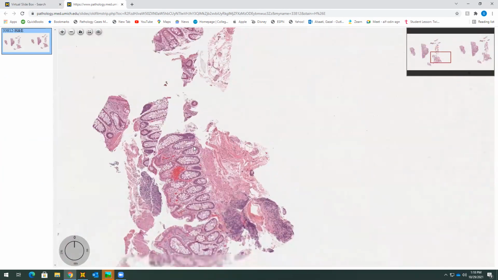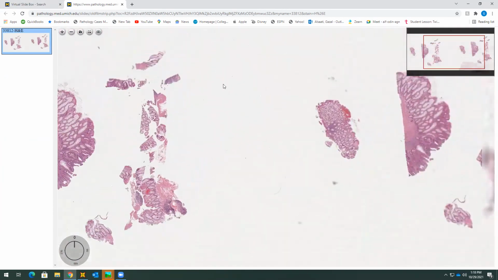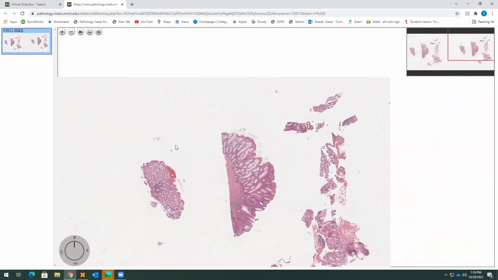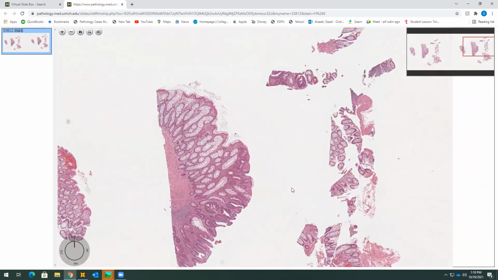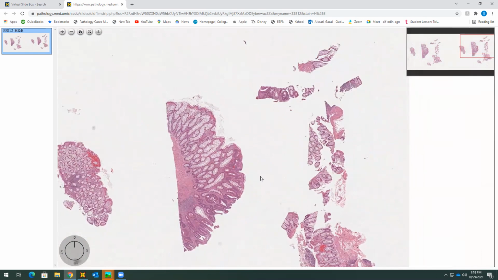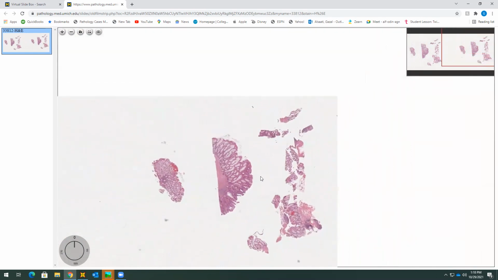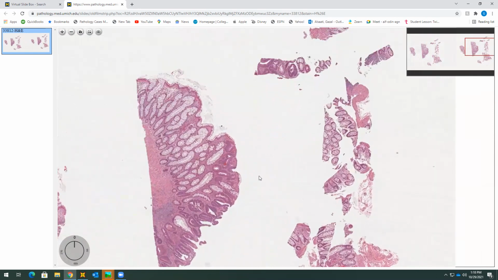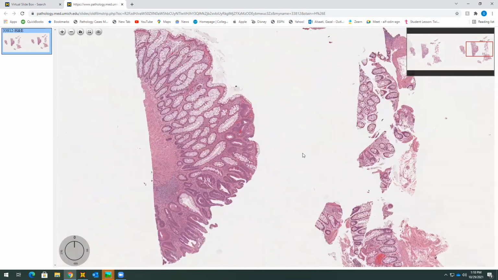The reason is, I know the one who placed this slide here called it an SSA with early invasion. However, I don't see features of sessile serrated adenoma in this slide. I see tubular adenoma. It doesn't mean that it's not.